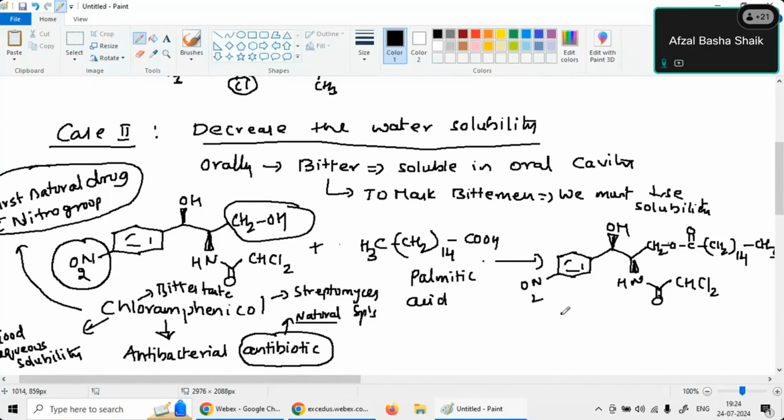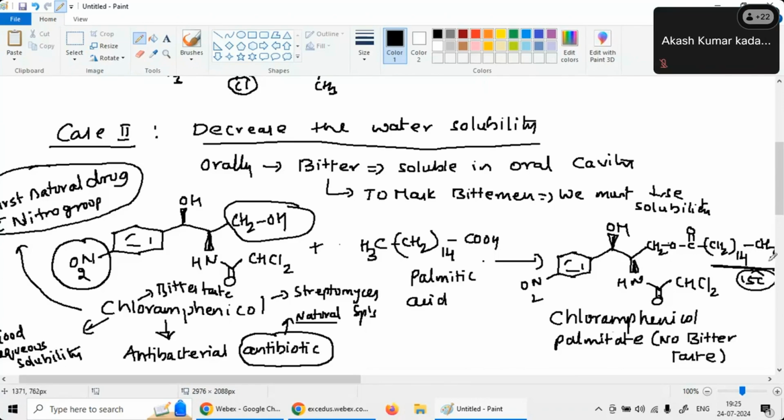This is palmitic acid, and this molecule is chloramphenicol palmitate. It has how many carbon atoms? 15 carbon atoms. Whether it is soluble in the oral cavity? No, sir. It is not soluble because of the increase in the hydrocarbon chain length, right? You please take a screenshot of this.